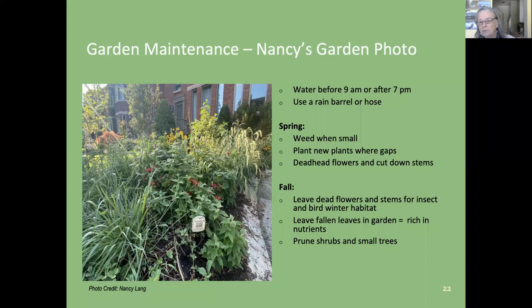So in the fall, leave the flowers and the stems. We said do that in the spring. Leave the leaves, leave them because they're great, and they have great nutrients. And then remember to prune the shrubs and small trees in the fall so that in the springtime, you'll have blossoms. And if you do prune in the spring, you run the risk of cutting off the blossoms. So that's why we say do it in the fall.